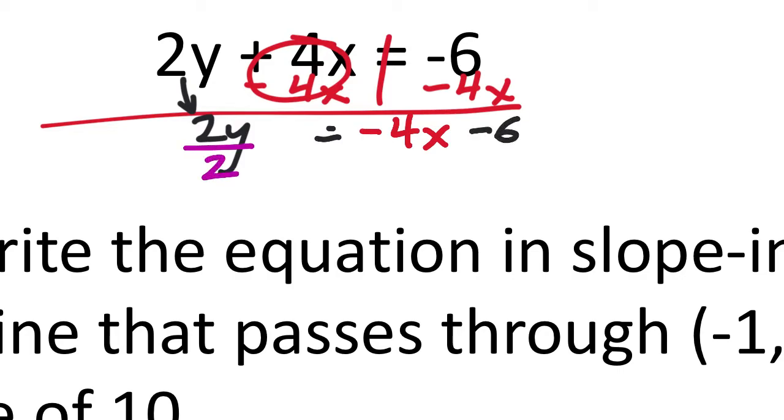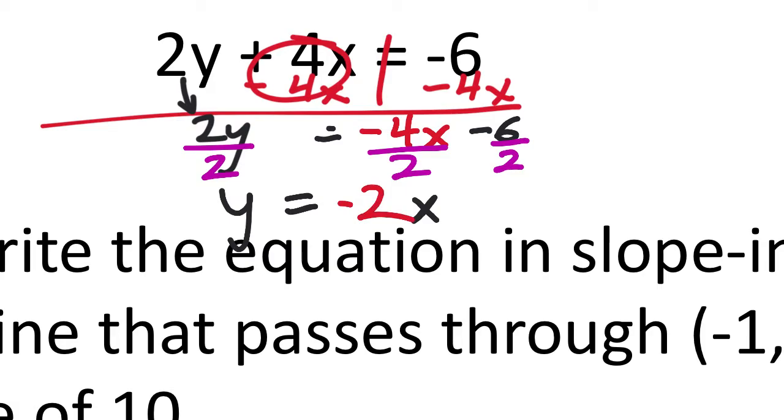Then just divide all the terms by the coefficient of y, which is 2. And now this changes it into slope-intercept form. So the slope, the coefficient of x, negative 4 divided by 2 is negative 2. And the y-intercept, negative 6 divided by 2 is negative 3.